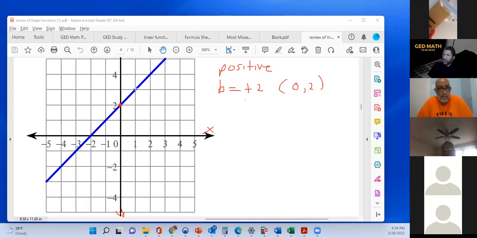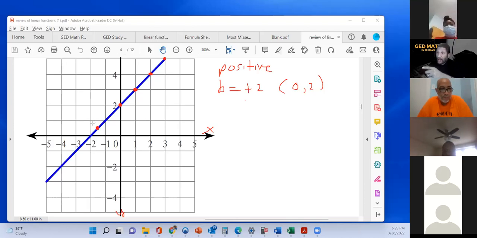So can I choose this point? Yes. Can I choose this point? Yes, you can use that. Should I choose this point? We can use any 2 points to find the slope, but we will not use this point.